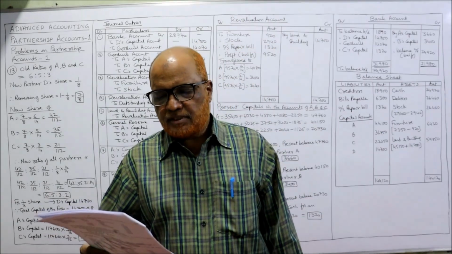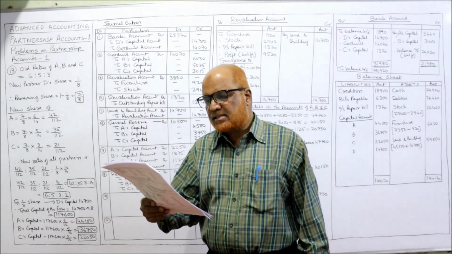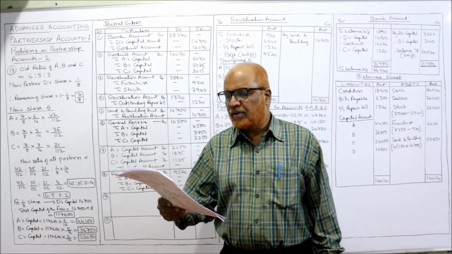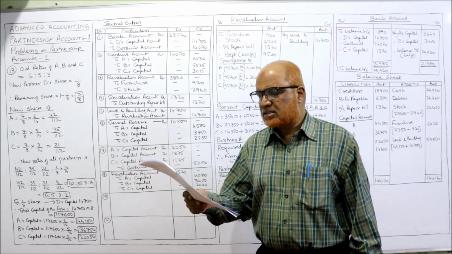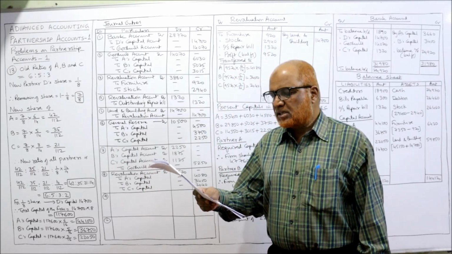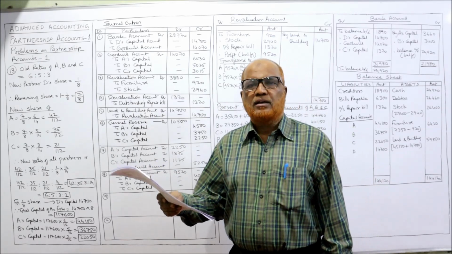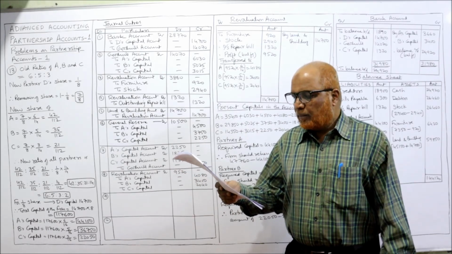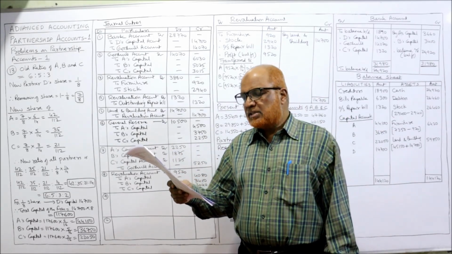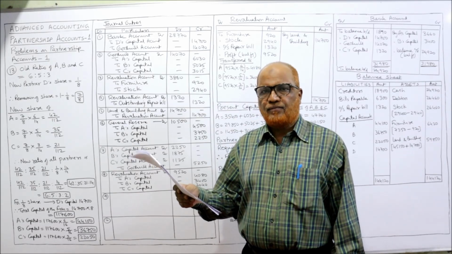The following is the balance sheet of A, B and C, sharing profits and losses in the proportion of 6/14, 5/14, 3/14 respectively. So 6:5:3 is the old profit sharing ratio of A, B and C. The balance sheet is given: creditors, bills payable, general reserve.